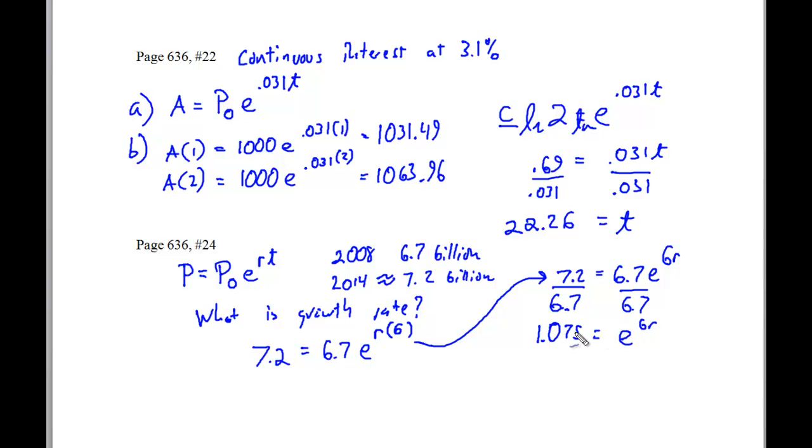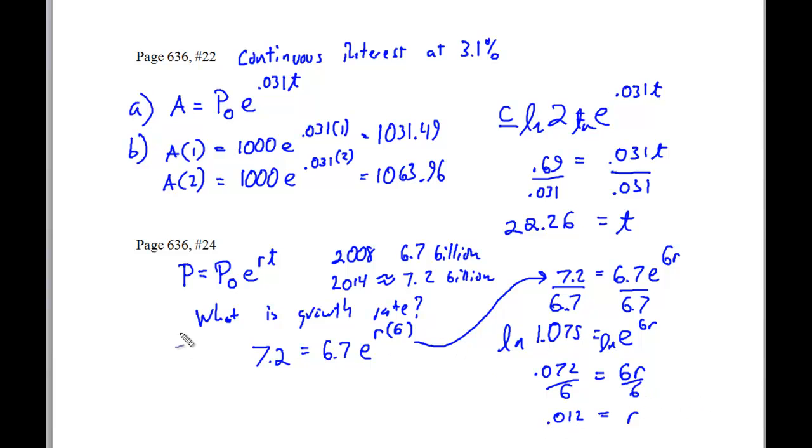If we want to get e to simplify, we take the natural log of both sides like we did in the previous problem. The natural log of 1.075, or 1 and 75 thousandths, is going to be 72 thousandths. And this is going to be the natural log of e raised to the 6r, which is just going to be 1 times 6r. And that then lets us solve for r. Divide both sides by 6. So r will then be equal to 0.012, or 12 thousandths.